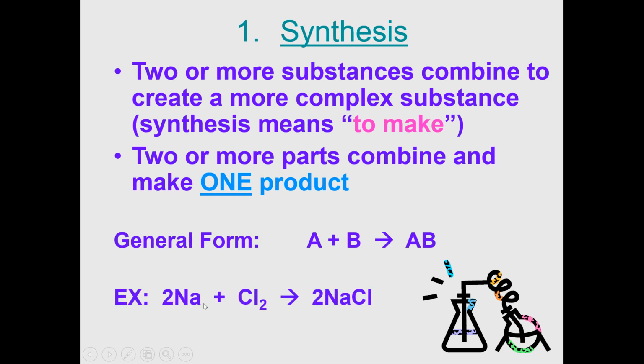If you see one product, you know it's a synthesis or a combination reaction. Here is an example using chemical substances and chemical formulas. We have 2 moles of sodium being added to chlorine gas to form 2 moles of sodium chloride. Now, just FYI, these coefficients really don't change the type of reaction. We're really just looking at the number of reactants and products in the actual equation.